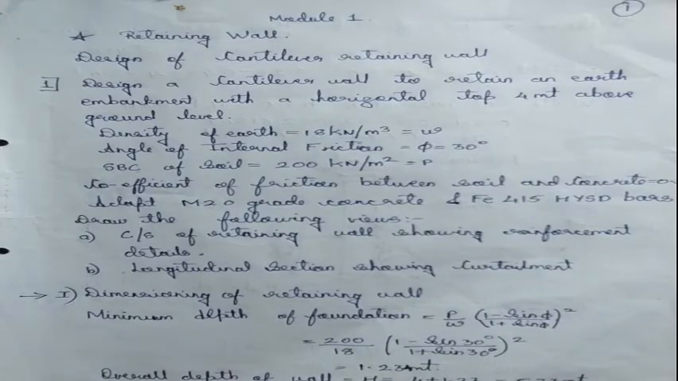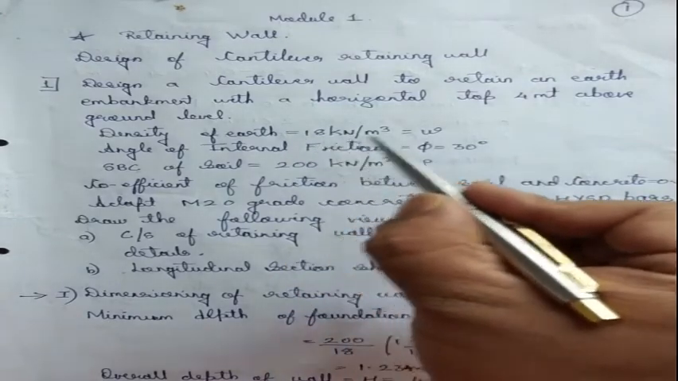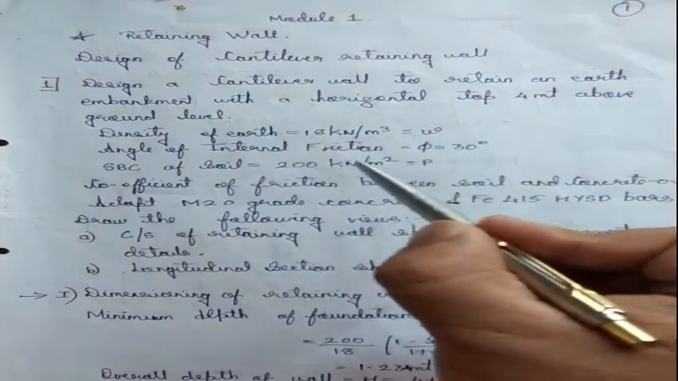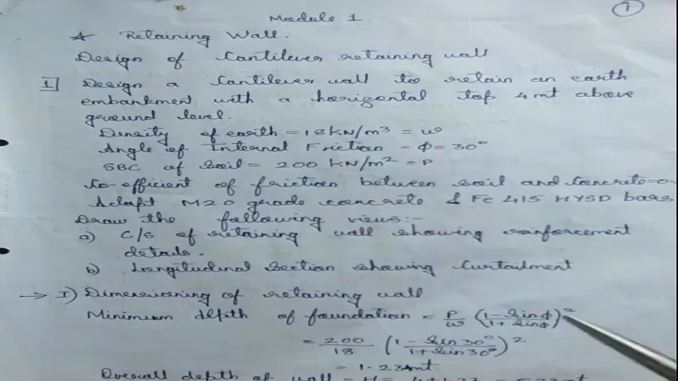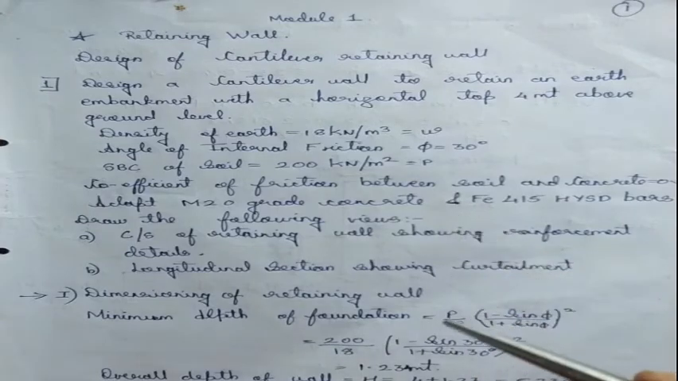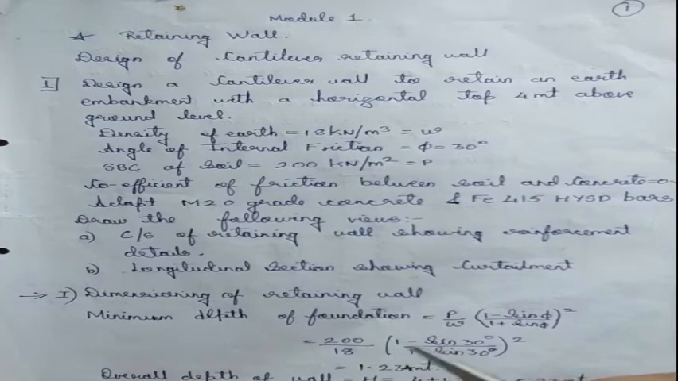Please keep a note that all your units should be either in kilonewton and meter. Suppose if this is given in terms of Newton and mm, you need to convert it into kilonewton and meter. See to it when you are substituting in the formula, it should be of the same unit, either Newton and mm or kilonewton and meter. Now, in this case, we have kept kilonewton and meter. So, it is 200 divided by 18 into (1 minus sin 30 divided by 1 plus sin 30) the whole square. So, this is working out to be how much? 1.23 meter. That means the minimum depth of foundation below the ground level is 1.23 meter.